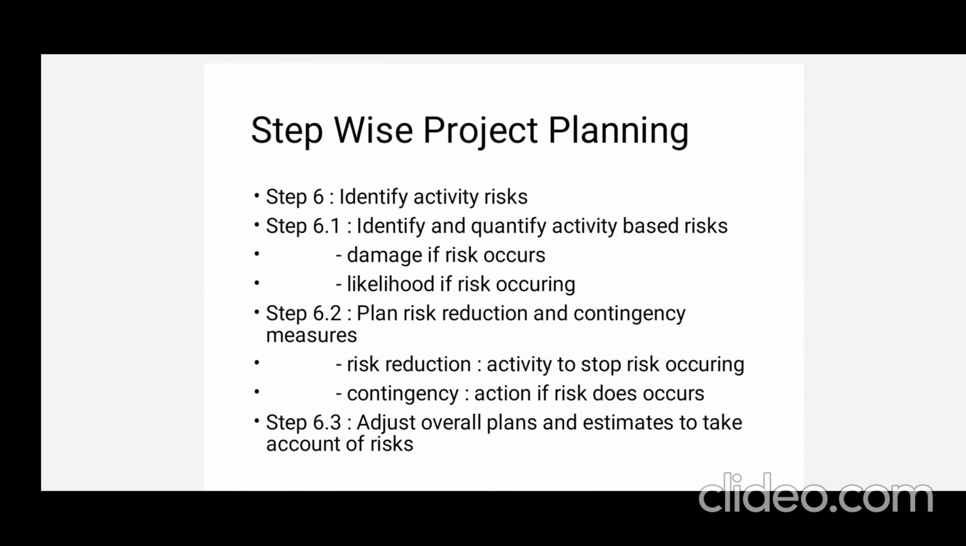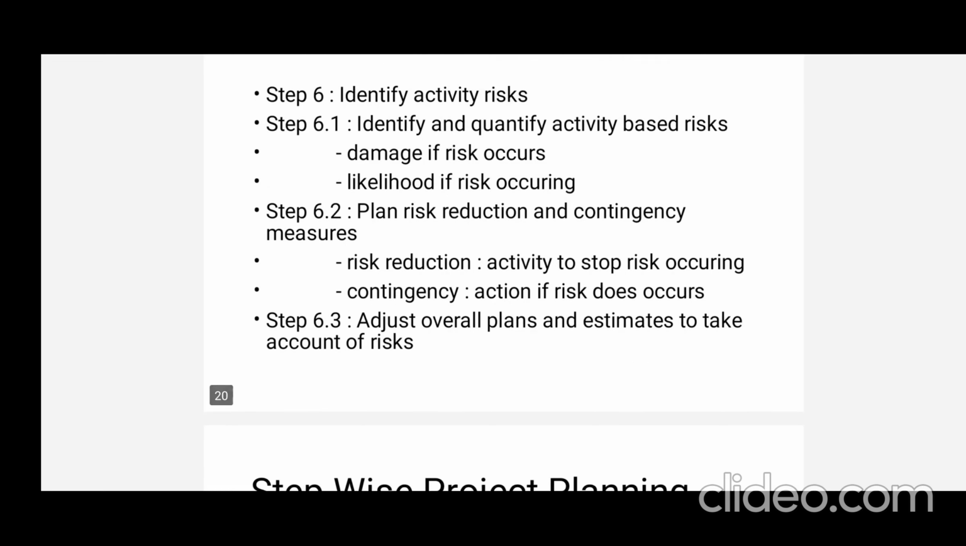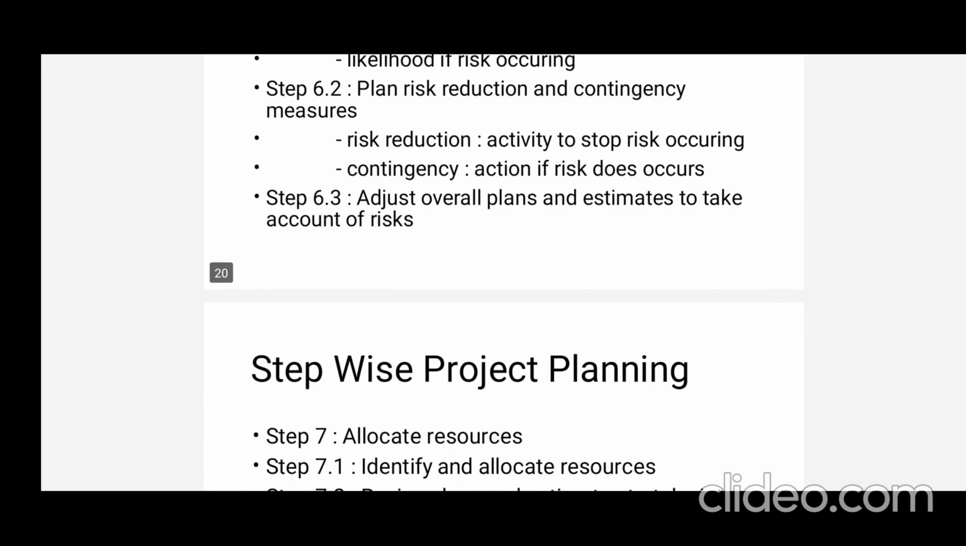Then step 6, identify activity risk: identify and quantify activity-based risk, the damage if the risk occurs, and the likelihood of the risk occurring. Then step 6.2 is plan risk reduction and contingency measures: risk reduction activity to stop the risk occurring, and contingency action if the risk does occur. Step 6.3 is adjust overall plans and estimates to take account of risk.